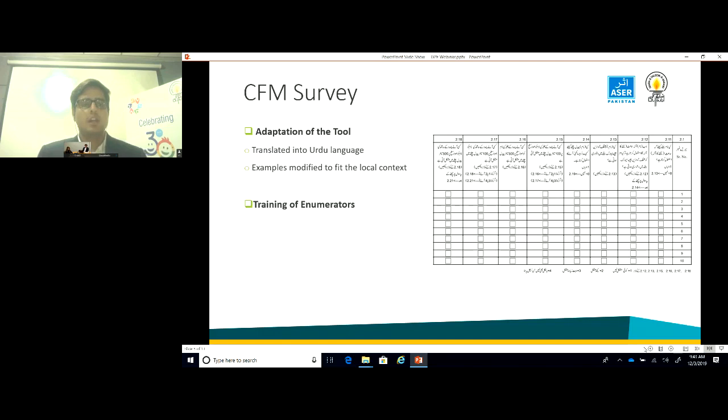Okay. So in order to make the questions easy to understand and relatable for the local population, the examples were modified a bit where appropriate. For instance, the questions on mobility ask if a child can walk or run 100 meters or 500 meters with and without support. This may be problematic in countries such as Pakistan due to a couple of reasons.